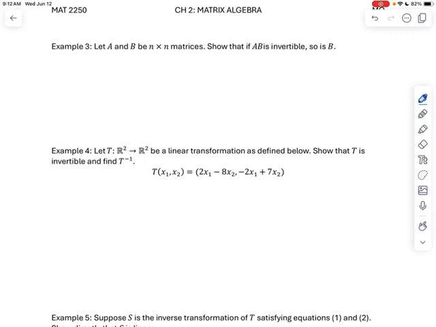Continuing with section 2.3, we now look at example 3, which says, let A and B be n by n matrices. So it means A and B are square matrices. Show that if A times B is invertible, so is B. A times B is invertible means there exists an n by n matrix, whatever we can call it, such that that matrix times AB is going to give us an identity matrix, and that's what we will need to show for the B. So AB is invertible.